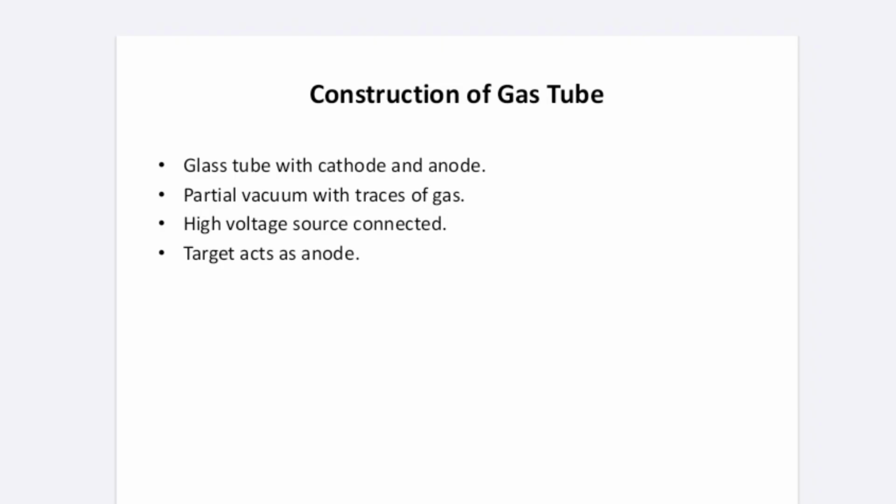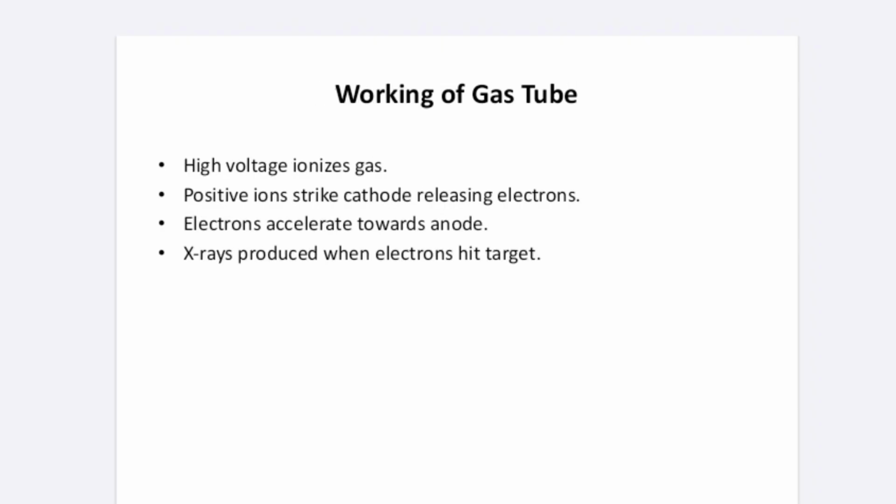The gas tubes are fitted with a cathode and an anode. It also contains gas; it is partially a vacuum, but with traces of gases. A high voltage source is connected, and the target acts as the anode. In the beginning, gas-filled tubes were used to produce X-rays. These tubes usually consist of two electrodes, a cathode and an anode, kept in a sealed gas envelope at opposite ends.